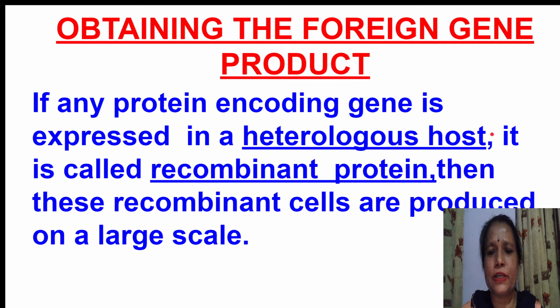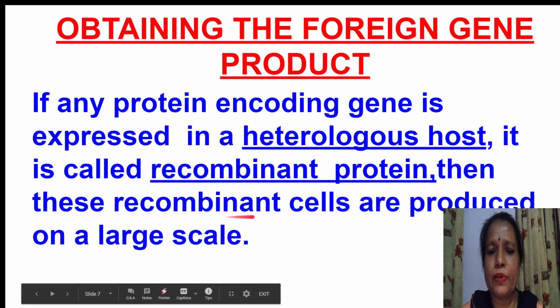So, if we take an example of insulin, insulin is a gene of humans and it is introduced into the E. coli. So it is not a gene of E. coli. There it will express itself in that host. That host will be known as heterologous host. And this protein, which will show its expression in case of this E. coli, will be known as recombinant protein.